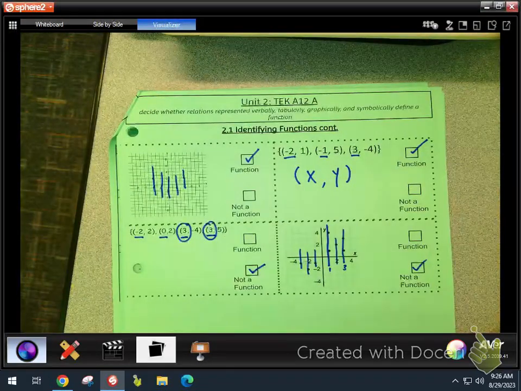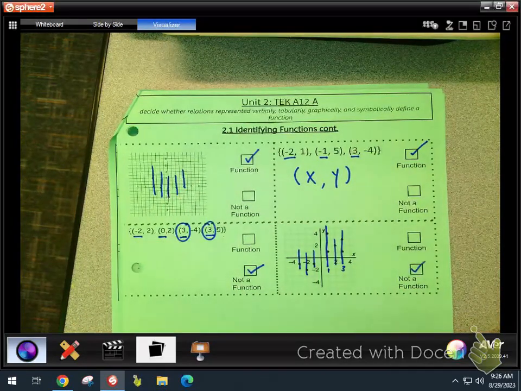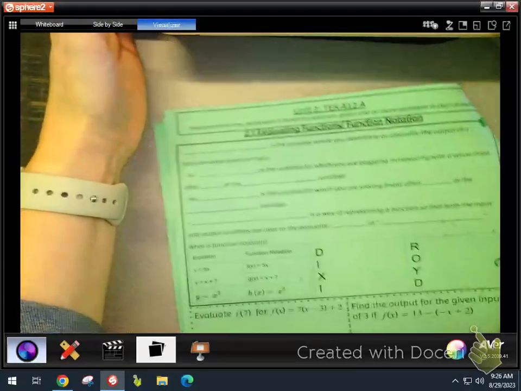So we talked about checking whether or not something was a function or not with all the representations. We did ordered pairs. We did discrete graphs. So that's a big part of your next part of your test is being able to determine if something is a function or not. And there's almost always like one question on the STAR test about that. So that should be an easy one.